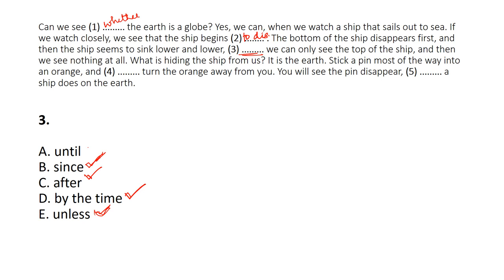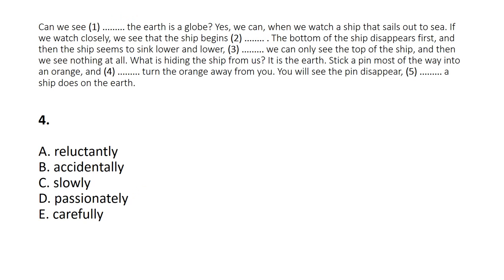"By the way" gives a completely different interpretation or meaning. It's like when you say, "By the way, did you see the news yesterday?" So that gives that sort of meaning, which is not the meaning we want here. "Similar to": you will see the pin disappear similar to a ship does on the earth. So this is grammatically wrong, because when we say the sentence, it should be "similarly". You will see the pin disappear like a ship does on the earth. So that's when "similar" comes into use, usually in the beginning of a sentence. And we should also see the verb is in the first part of the sentence. "You will see" is also wrong. So the only option we come to is "just as".